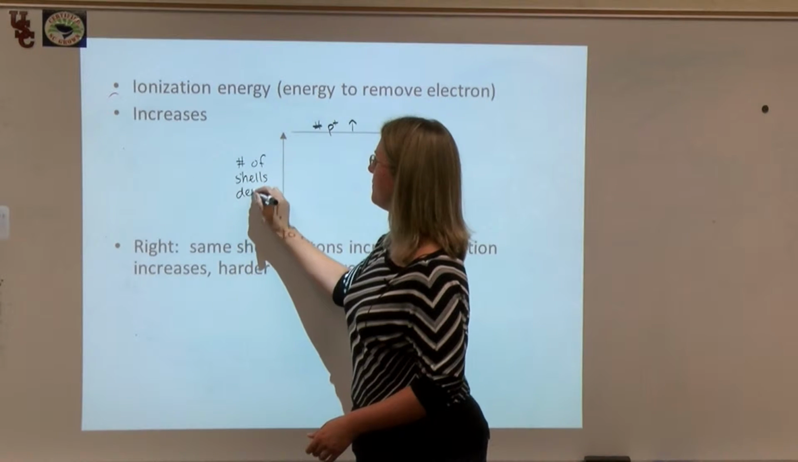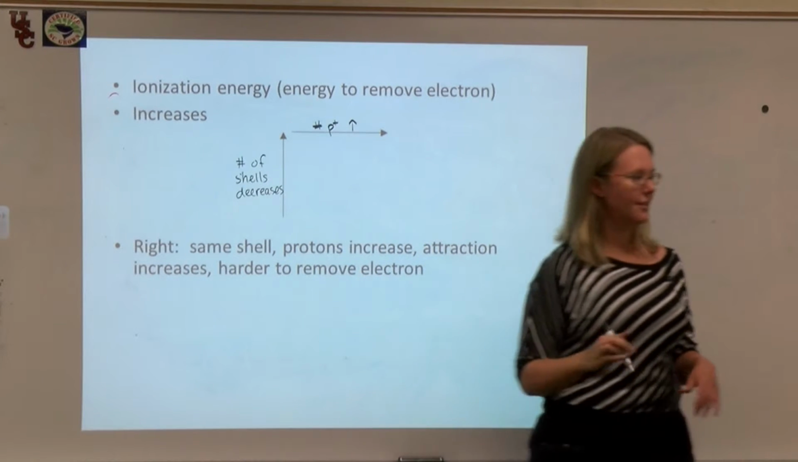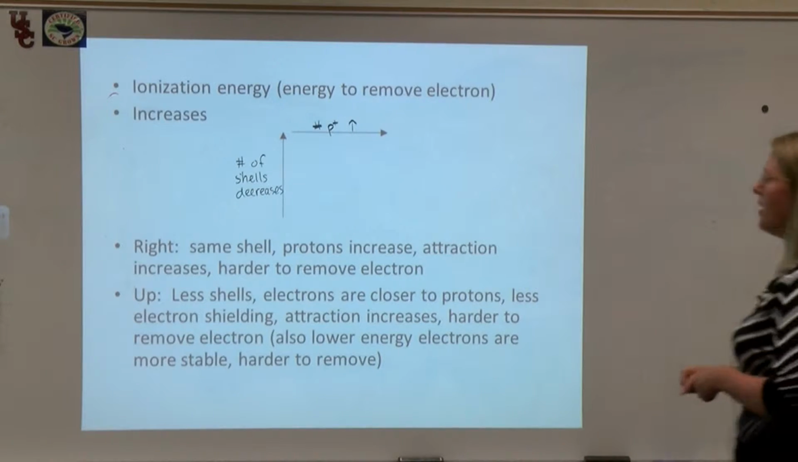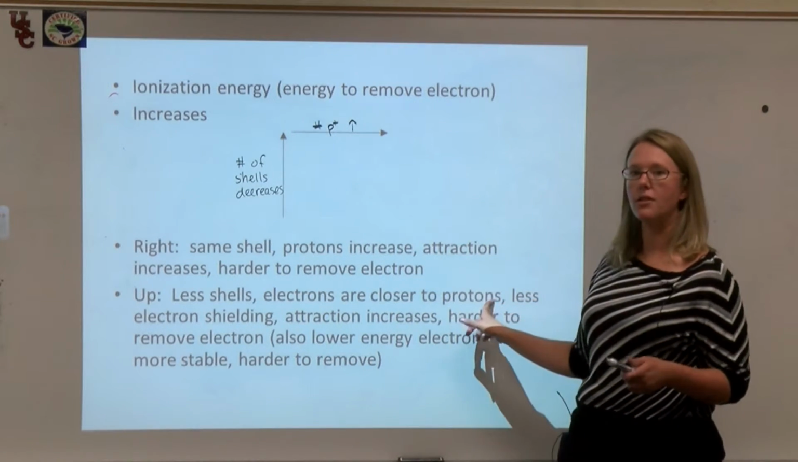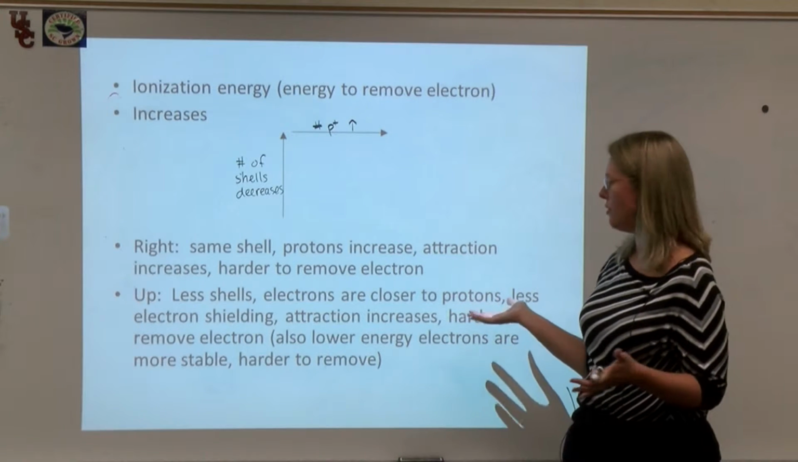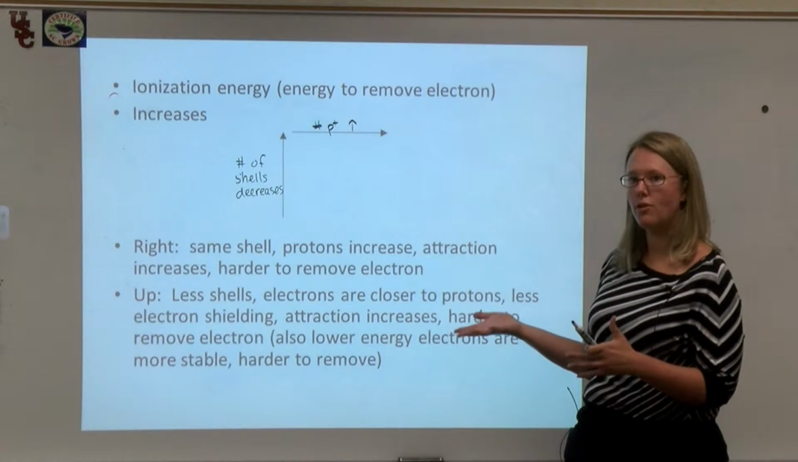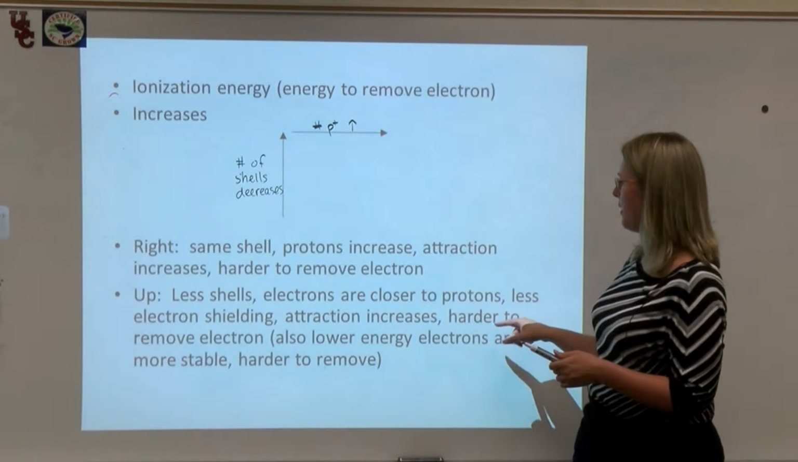On the column side of it, as you go up the chart, your number of shells decreases. And when the shells decrease, this actually has two effects, and we'll talk about those. When you have fewer shells, number one, the electrons are closer to the protons. That usually makes sense for most students. And when the electrons are closer to the protons, they feel more attraction, so they're harder to remove.